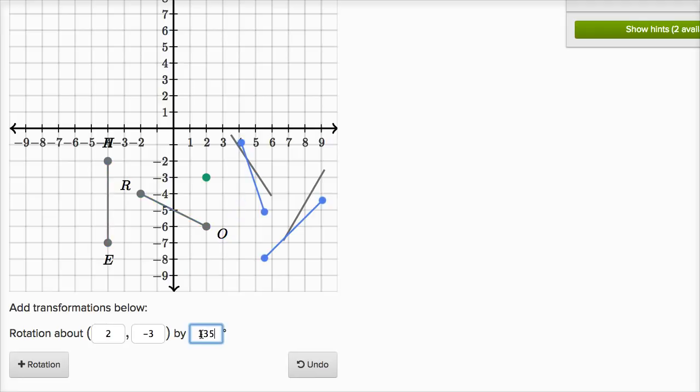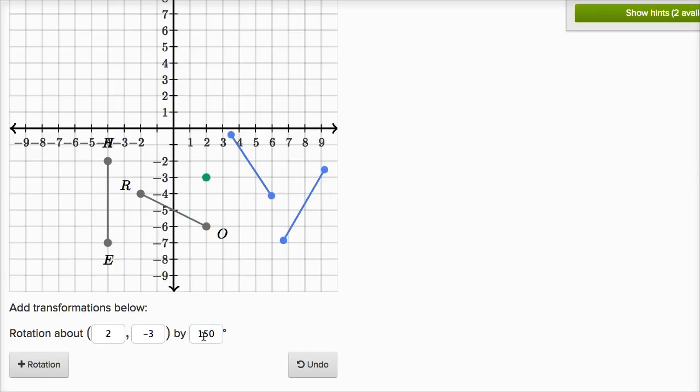I don't know. Let me try 135. All right. It looks like we're almost there. Maybe let's try 140. Press enter. That still didn't get us there. Let me see, 145. We're getting close. Maybe 150. And that looks pretty good. It looks like we have done it.